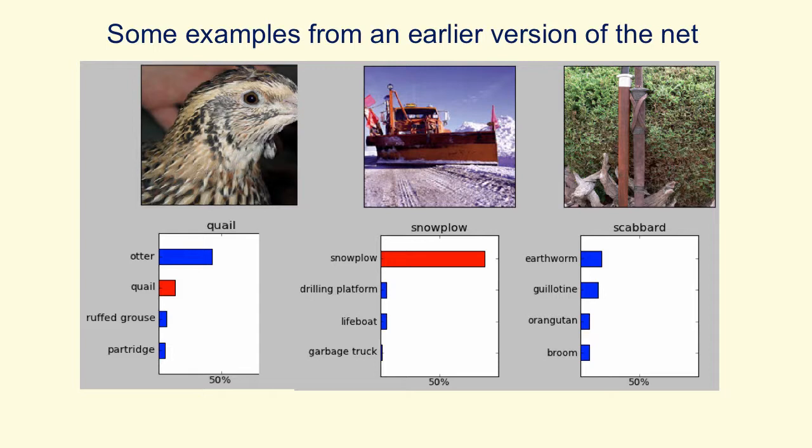If you look on the right, it gets it completely wrong. A guillotine, you can see why it says that. You can possibly see why it says orang-utan, because of the sort of jungle-looking background and something orange in the middle, but it fails to get the right answer.